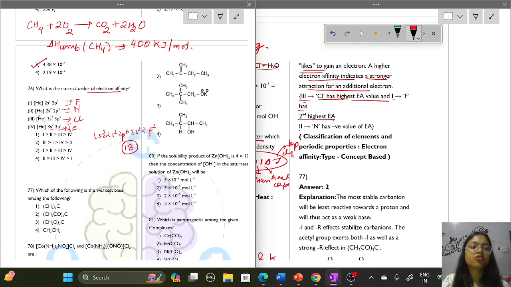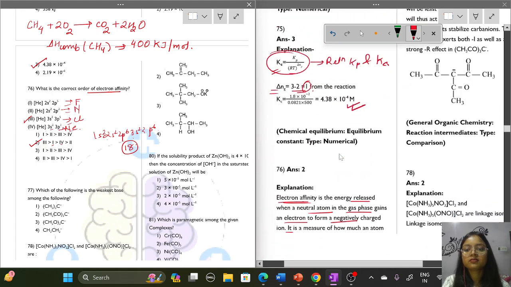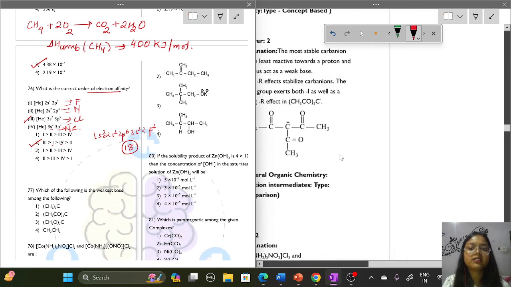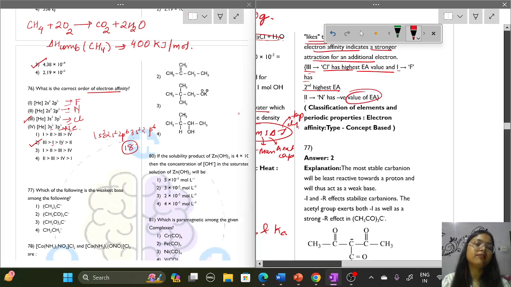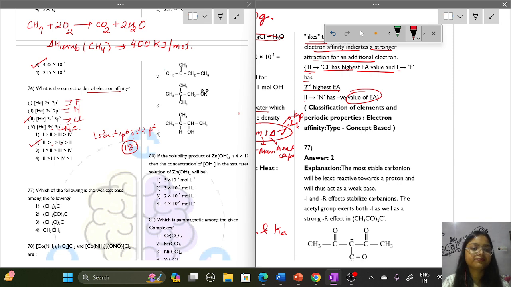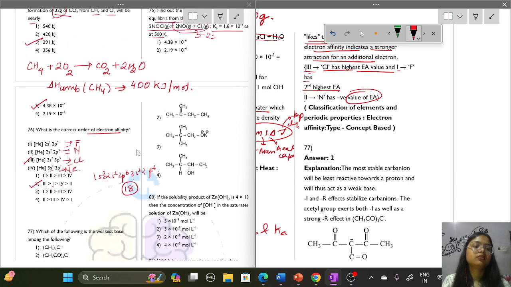Neon. So among all these, which has the highest electron affinity value? Chlorine has the highest, so option 2 will be the correct option. Then fluorine will have the next, and then nitrogen. Nitrogen will have a negative value of electron affinity, so neon will have a higher electron affinity value than nitrogen.